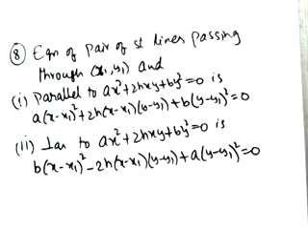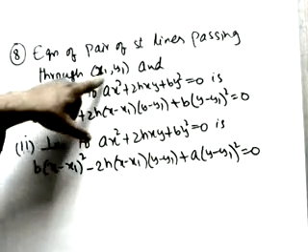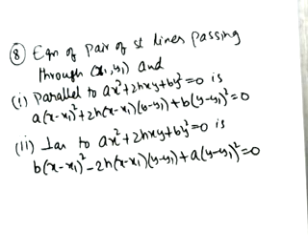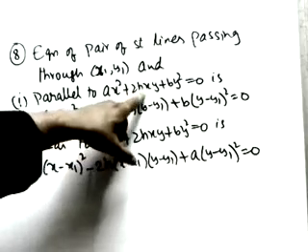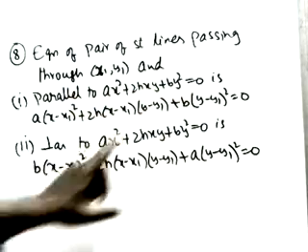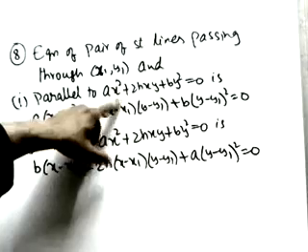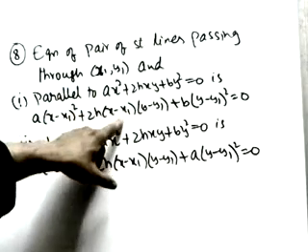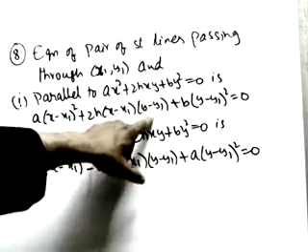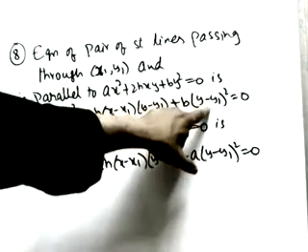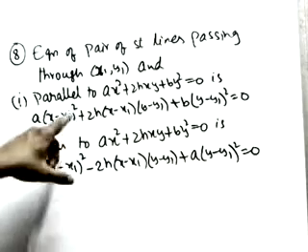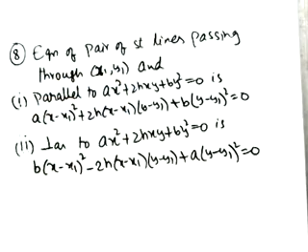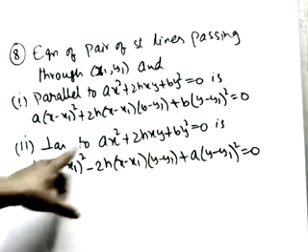Now the last topic: the equation of the pair of lines passing through the point (x1, y1) and parallel to the lines ax square plus 2hxy plus by square equals 0. See here: in place of x you write x minus x1 whole square, plus 2h into (x minus x1) into (y minus y1), plus b into (y minus y1) whole square equals 0. This gives the pair of straight lines passing through the point (x1, y1) and parallel to the given lines.